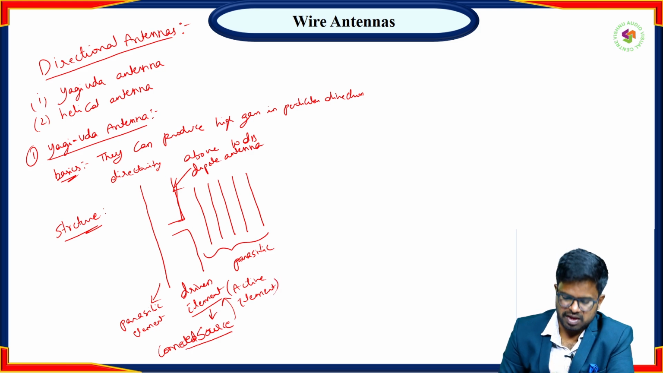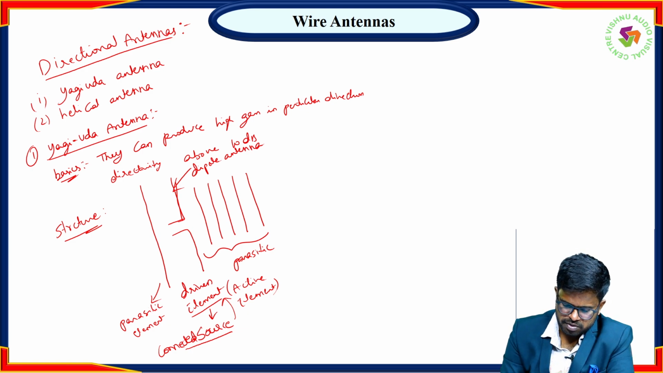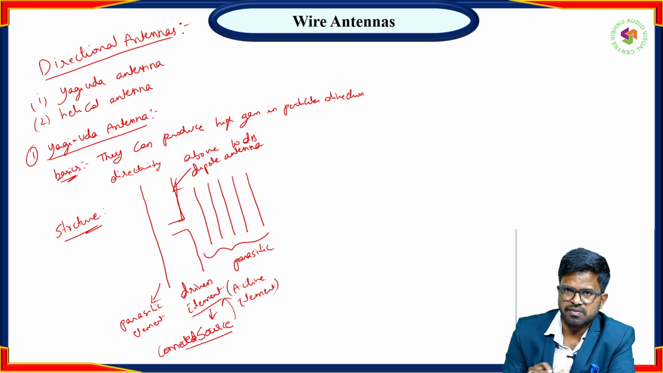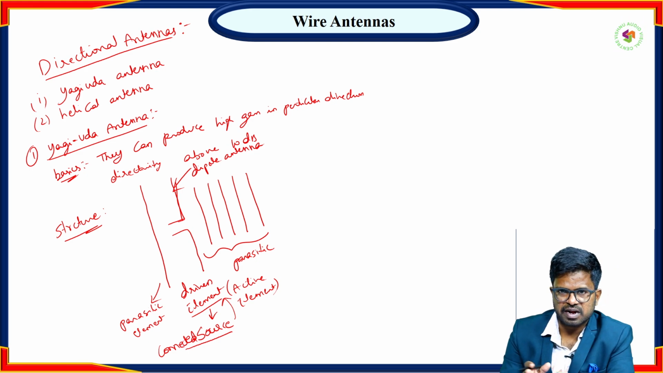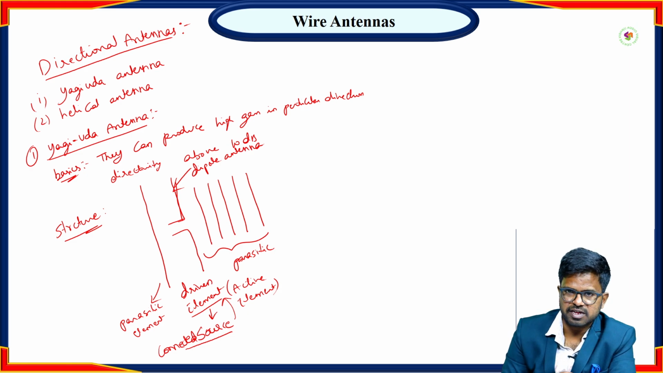Okay, now for this we are giving the source, and that is the active element. What are these parasitic elements? We don't give any input to these parasitic elements. They simply support the radiation. They won't take input and they won't radiate. They simply either support the radiation, they will reflect, and they will support the radiation. So that type of elements are called parasitic elements.